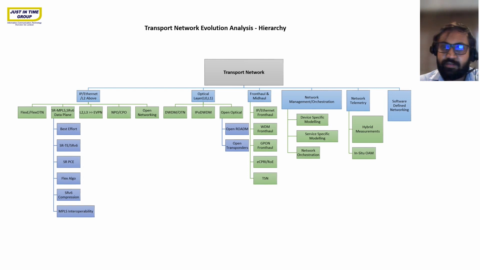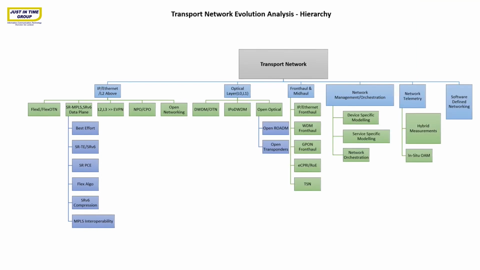And the other aspect is you have to look at segment routing MPLS and SRv6 deployment strategy. So how you would deploy segment routing traffic engineering, path computation element, flexible algorithms, and how you would do SRv6 compression and all those things. And also how you would do MPLS interoperability. And then you have to look at how you would evolve existing L3 and L2 services towards EVPN. And the other aspect is we talked in the last webinar about near packaged optics and co-packaged optics.